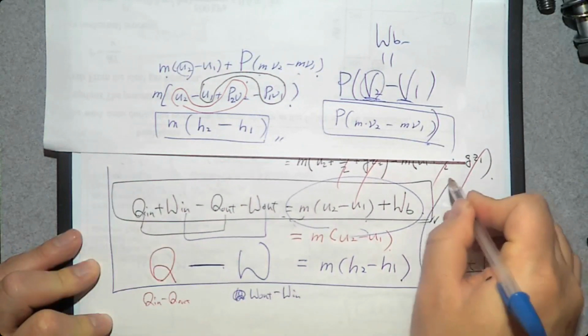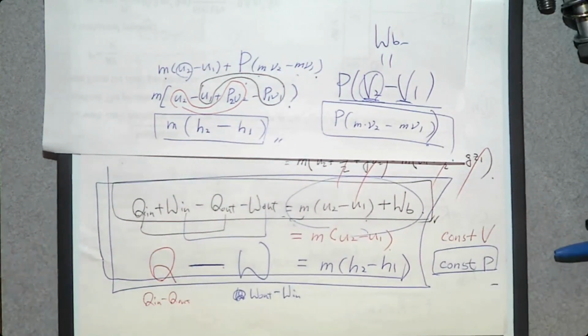So these are the energy balance equations. The left-hand side, you can use this one or this one. The right-hand side, this is the general form. If it is constant volume, this one. If it is constant pressure, this one. So this is the energy balance equation that you can use.